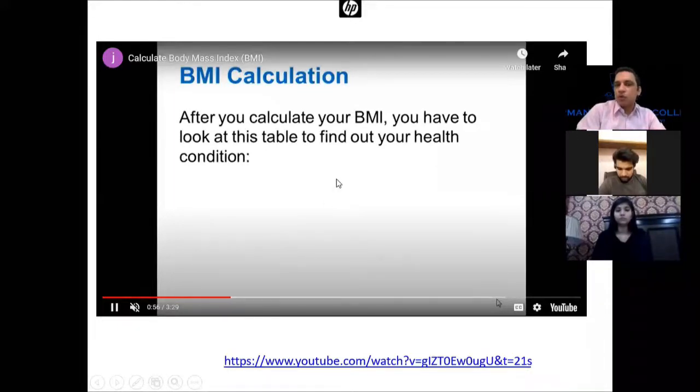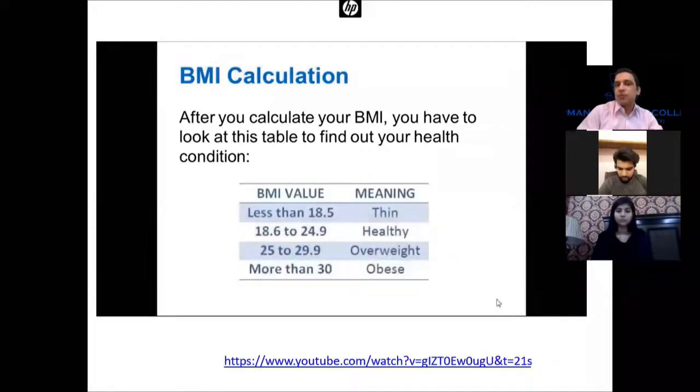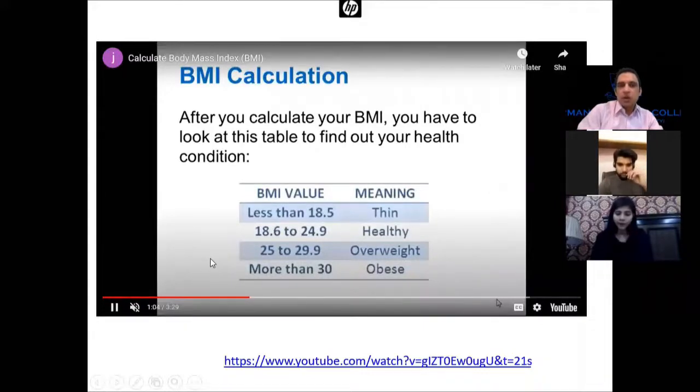After you calculate your body mass index, you have to compare that value with the table. For example, the table is telling that if the body mass index value is less than 18.5, the person is supposed to be underweight, thin, skinny. If the body mass index is about 18.6 to 24, that person is supposed to be normal, healthy, carrying a healthy body mass index. 25 to 29.9 means the person is overweight, and more than 30 means the person is obese.